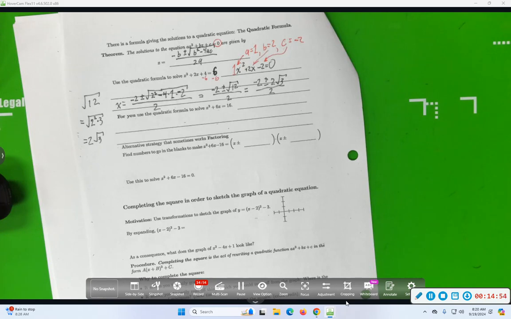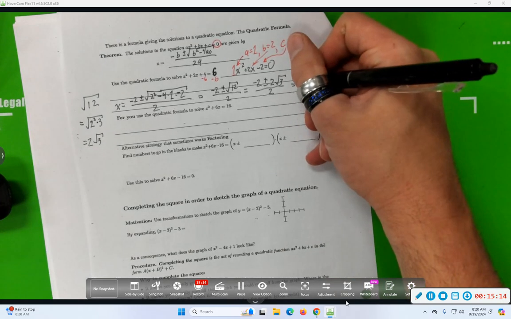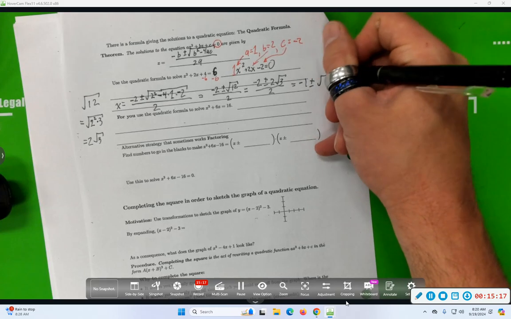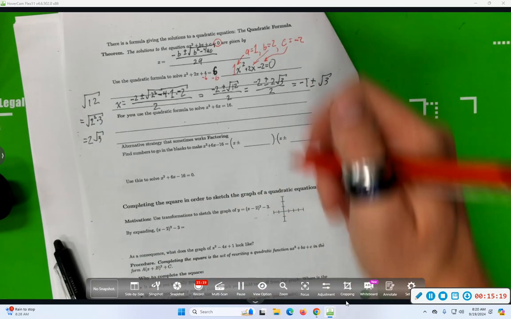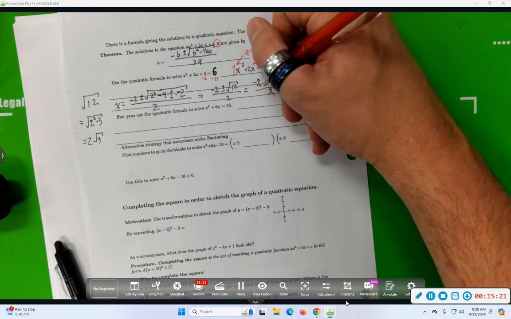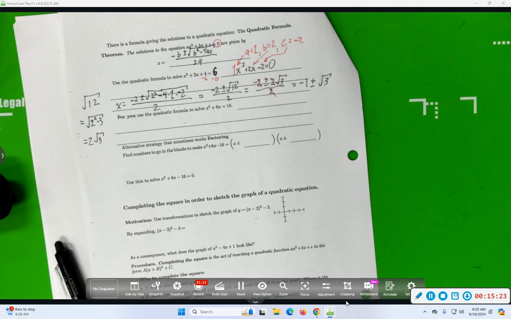Now that we've done that, any more simplifying to do? There is. Divide both by 2. Everything in the numerator has 2 as a factor. The denominator is 2. So everything in the numerator you should think of as being even, and the denominator is even. Same thing as negative 1 plus or minus root 3. You can divide everything in the numerator by 2. Does that feel pretty okay?